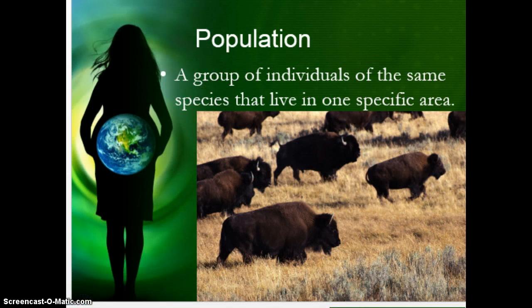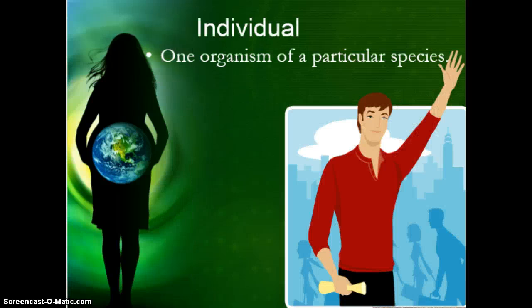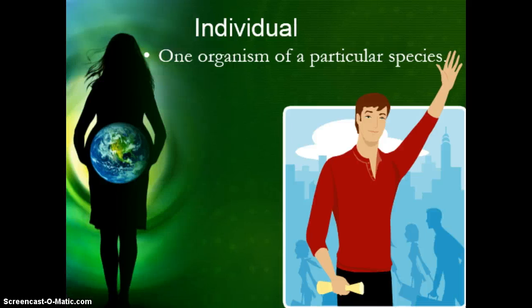A population, on the other hand, is a group of individuals of the same species living in one specific area. So, for example, all the blue crabs in the Chesapeake Bay is a population. All of the buffalo in Yellowstone National Park, another population. Just one species, just one place. And then we can get down to the level of an individual, where we're talking about one particular organism of that species.